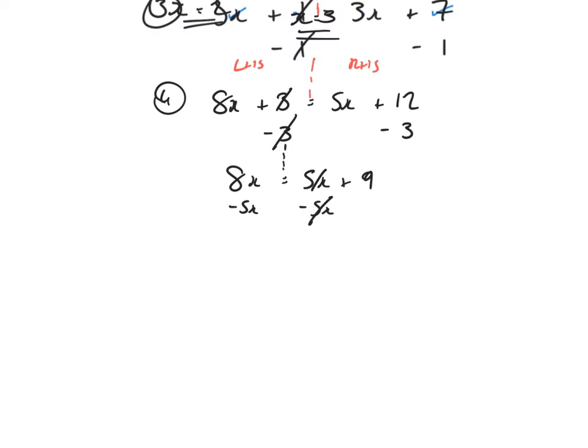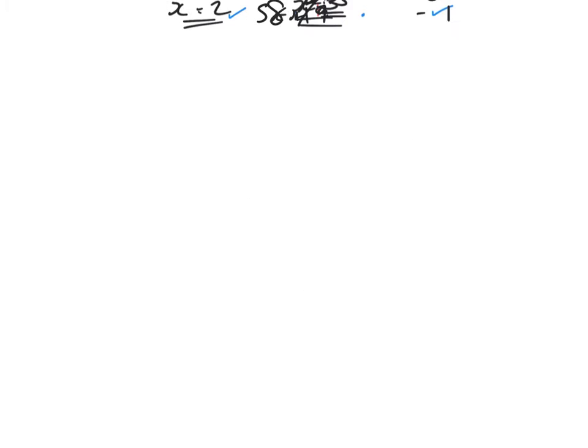Okay, 5x take away 5x cancels out. Say what you see, 8x take away 5x leaves you with 3x, and on this side I'm left with just 9. Then I bring the 3 down, divide, 9 divided by 3, and the final answer then is x equals 3. Okay, example 5, 9x plus 4 is equal to 5x plus 36.